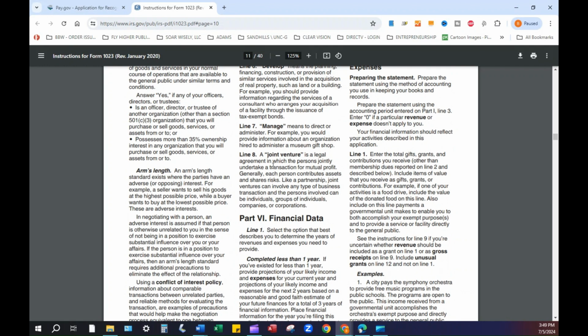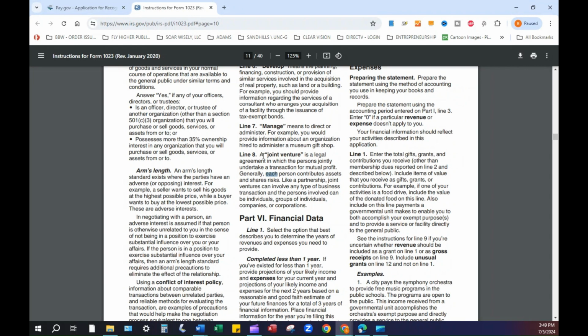You absolutely must. Go to the instructions, line 8. It tells you what a joint venture is. A joint venture is a legal agreement in which the persons jointly undertake a transaction for mutual profit. Generally, each person contributes assets and shares risks, like a partnership. Joint ventures can involve any type of business transaction, and the persons involved can be individuals, groups of individuals, companies, or corporations.